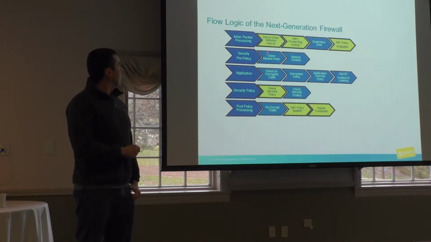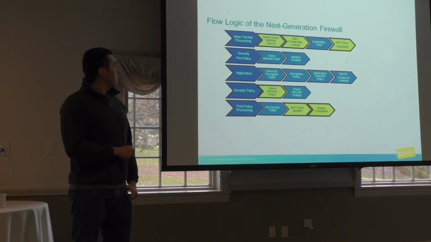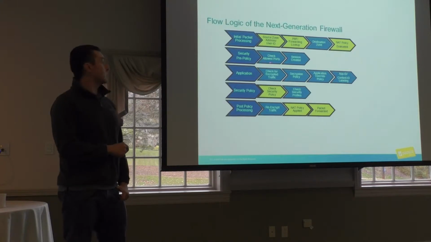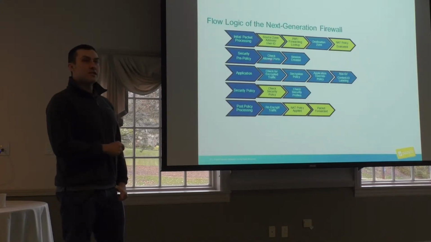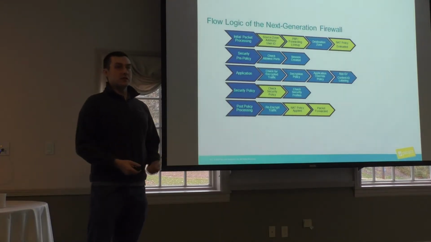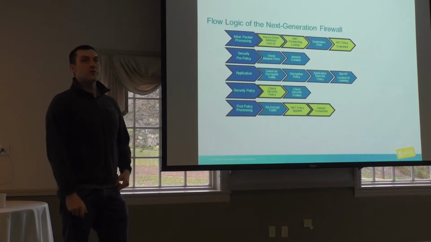App ID is looked at in flow 3. But if you look at the pre-policy, it's checking the allowed ports. Basically, application-default is an allowed ports object, whereas the App ID itself covers the other unique characteristics, like the layer 5 through 7 characteristics of that application. Does that make sense?